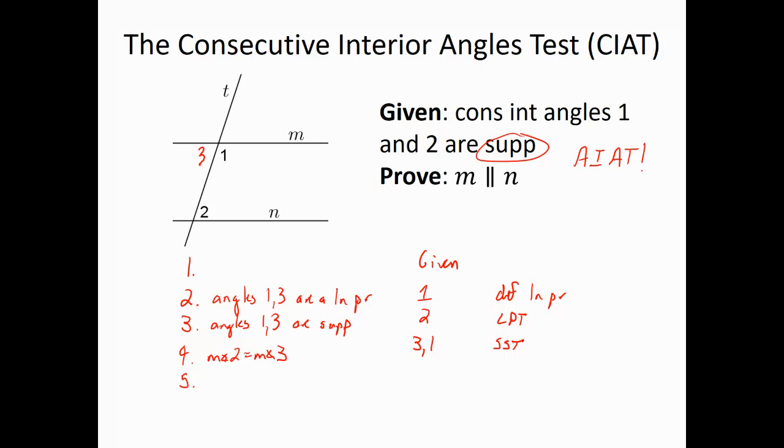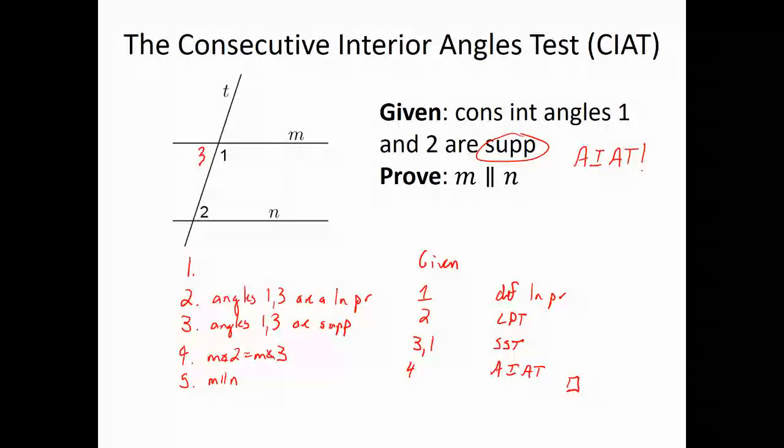And at this point, we may apply the alternate interior angles test, which says that when we have an equal alternate interior pair, our lines are parallel. So this follows from line number 4 by the alternate interior angles test, or the AIAT. And with that, the proof is complete.